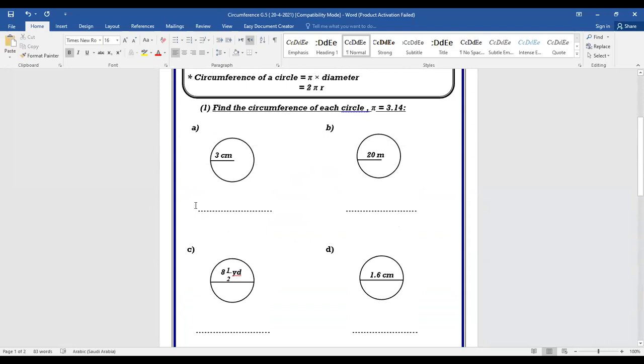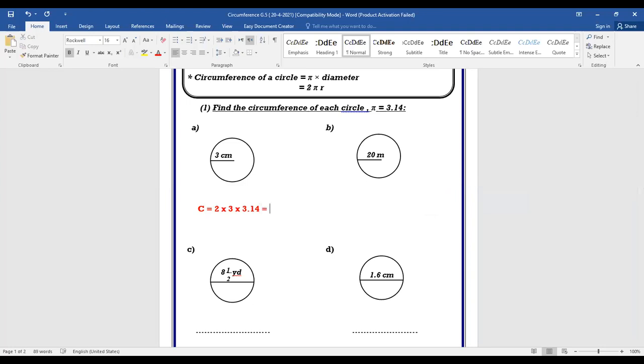Find the circumference of the circle and use 3.14 for pi. This one, for example: circumference equals, because we have the radius here, 2 multiplied by the radius 3, multiplied by 3.14.